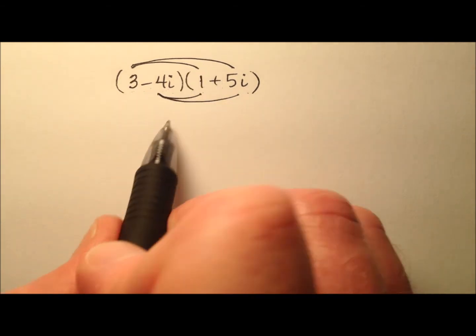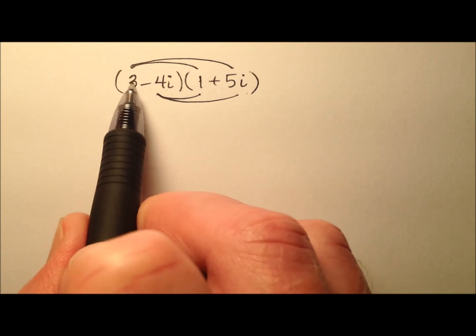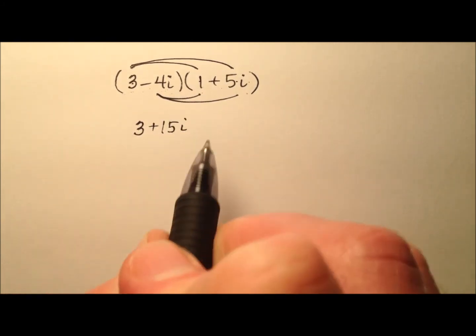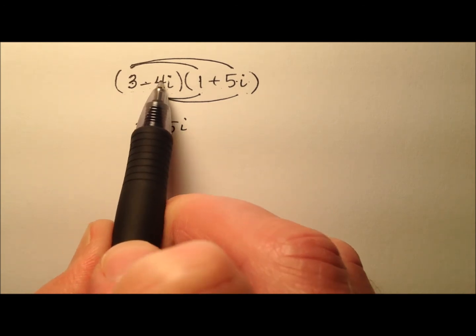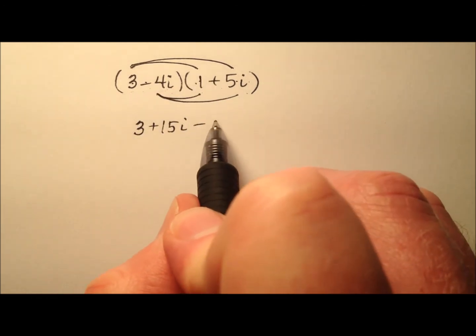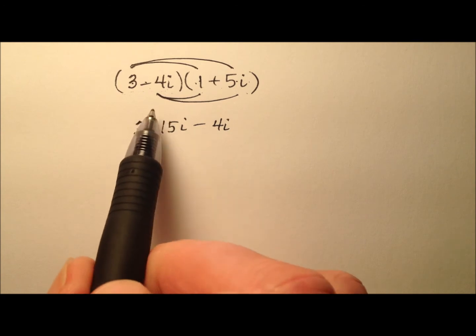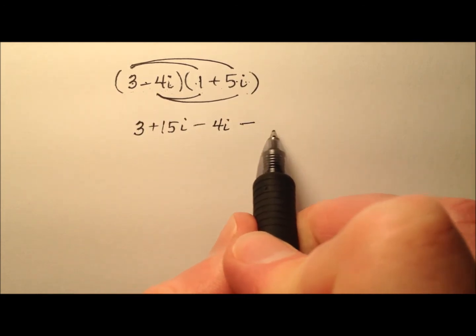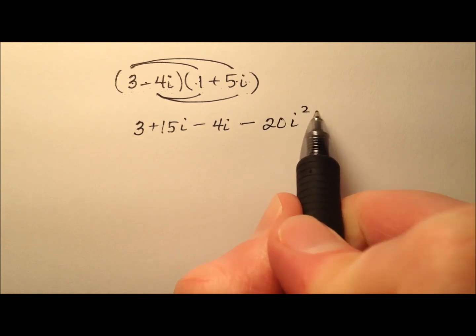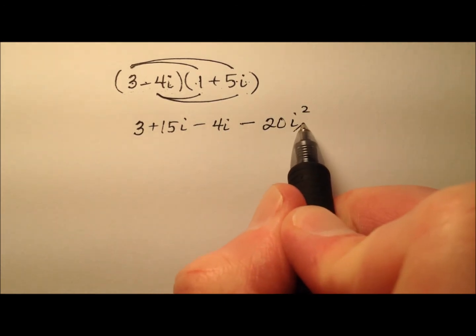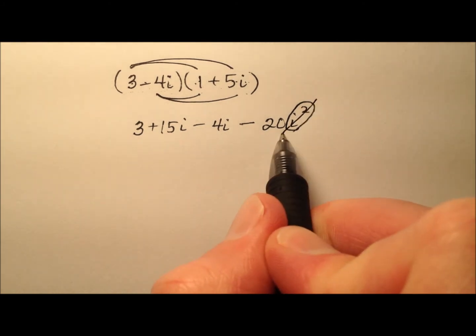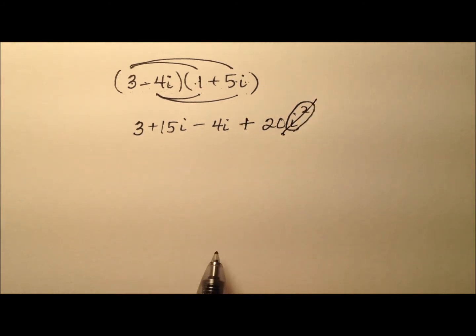So 3 times 1 is 3. 3 times a positive 5i is plus 15i. Negative 4i times 1 is minus 4i. And finally, negative 4i times positive 5i will be negative 20i squared. And again, this i squared I know is negative 1, so it's just going to change the sign, and this 20 goes from negative to positive.